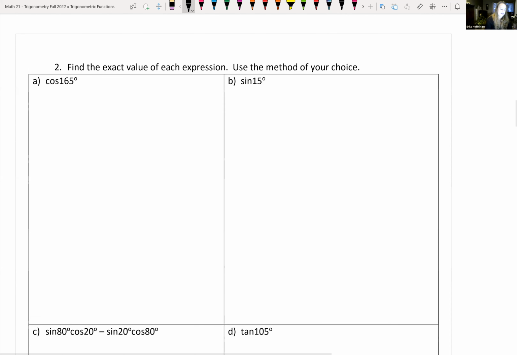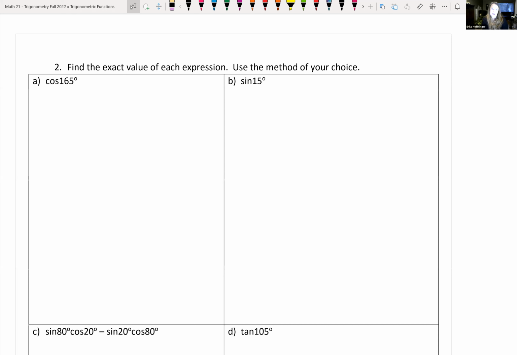Okay, so in this next problem, it says find the exact value of each expression. You can use the method of your choice. So there's a couple different ways that we can approach doing these problems. First one, I have cosine of 165 degrees.